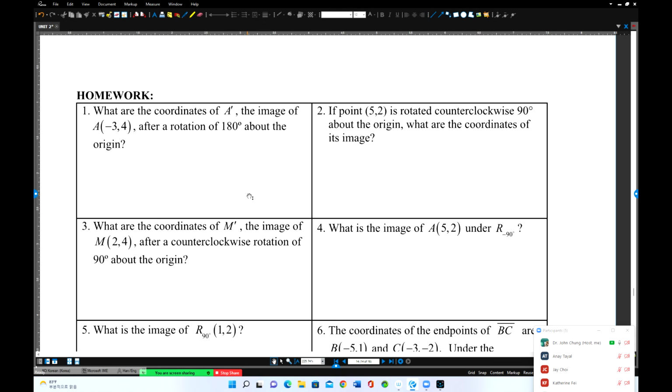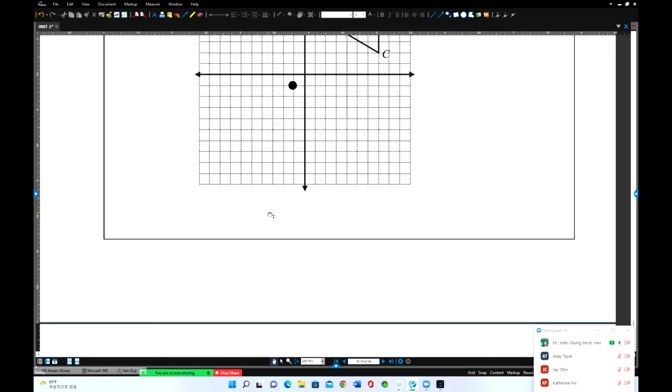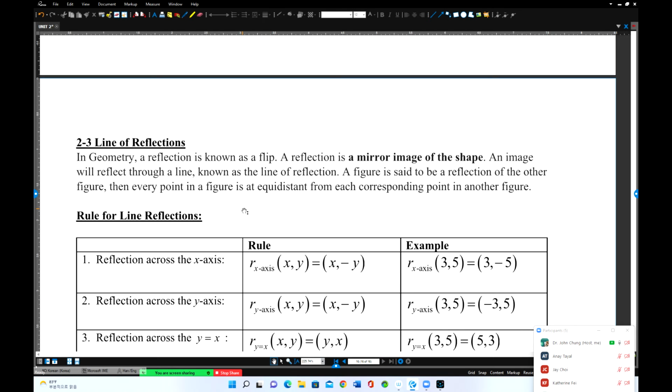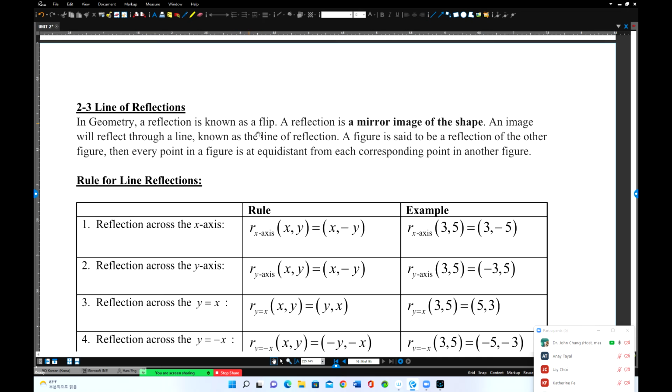Now we're going to do line reflection. After this we finish today, okay? Just one more, line of reflection. What is the line of reflection? Like flipping a mirror image. The mirror is the line. Same distance, perpendicular. You get the same size. Here, same distance. This is the mirror. This is line reflection.